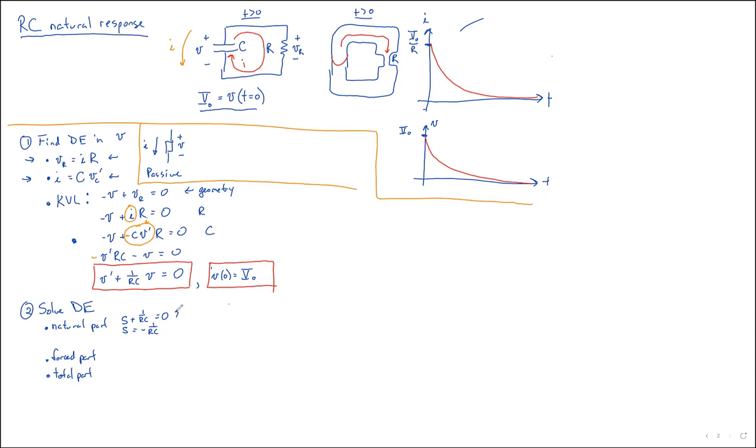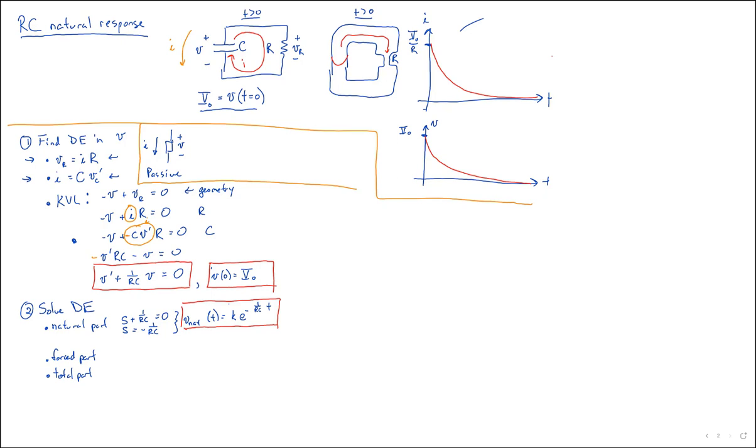Now our V natural of T has to be equal to any constant times e to the minus 1 over RC times T. So this is the root of S, and this is our natural solution. And the cool part about this is that if you plug that in here, no matter what your K is, K can be +1, -20, 3 pi over 2, it will satisfy this equation. So now we just need to find out what K is.